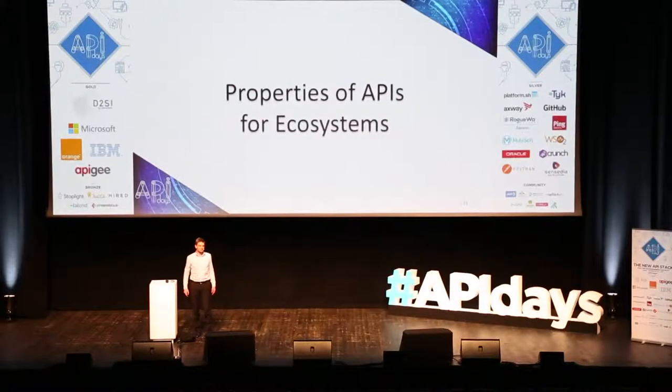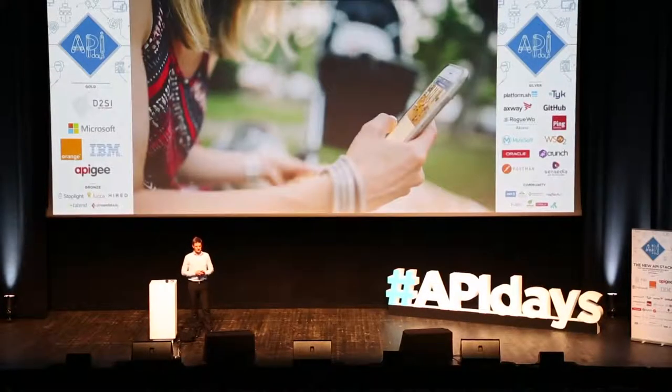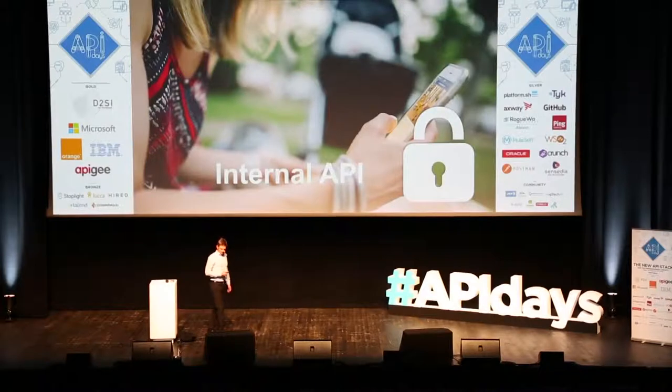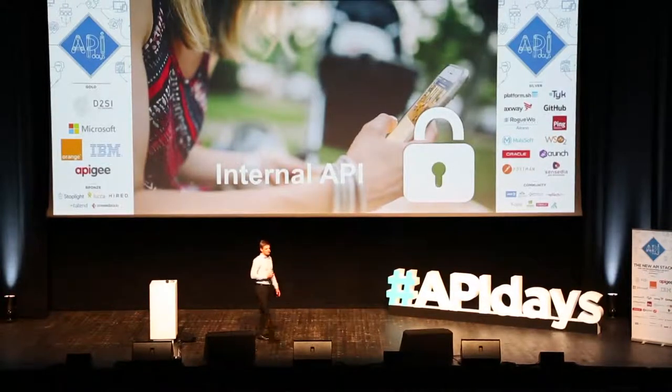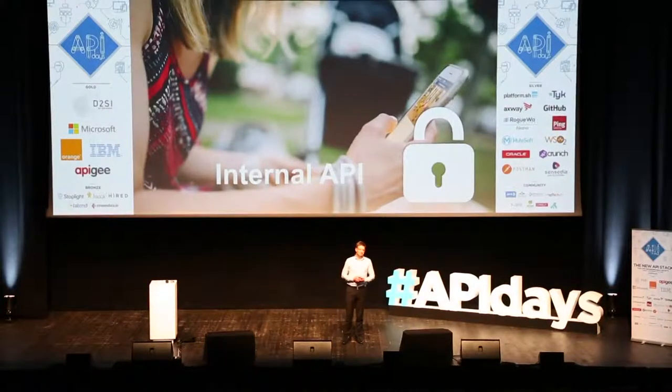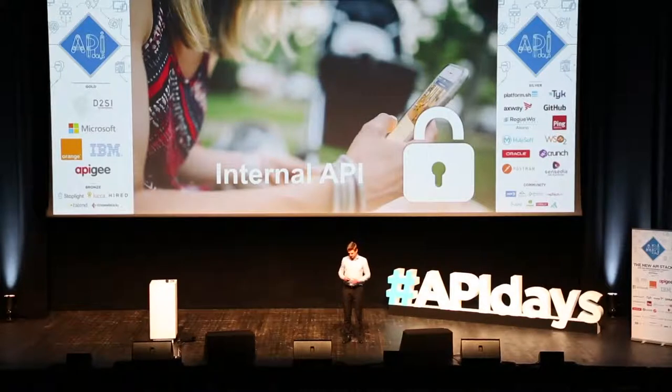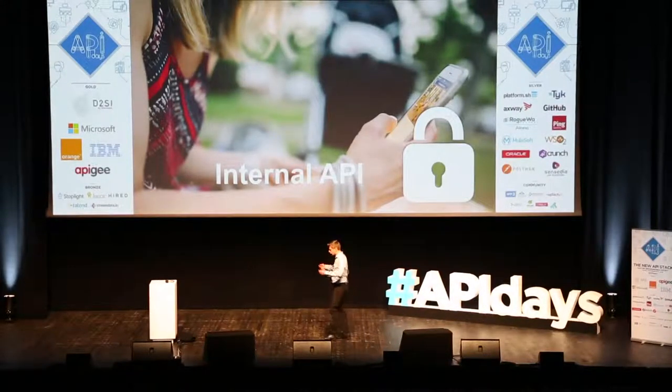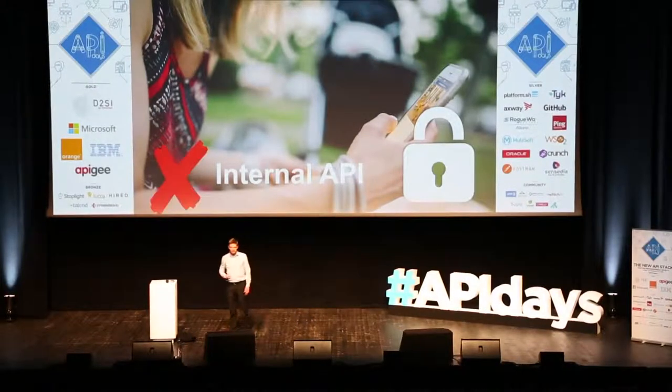What are the properties of these APIs so that they work for an ecosystem? So we can think of APIs as internal APIs. You usually have those when you have a mobile app, and the APIs can only be used by this mobile app. Then you have internal APIs, and that's really not what works for creating ecosystems.